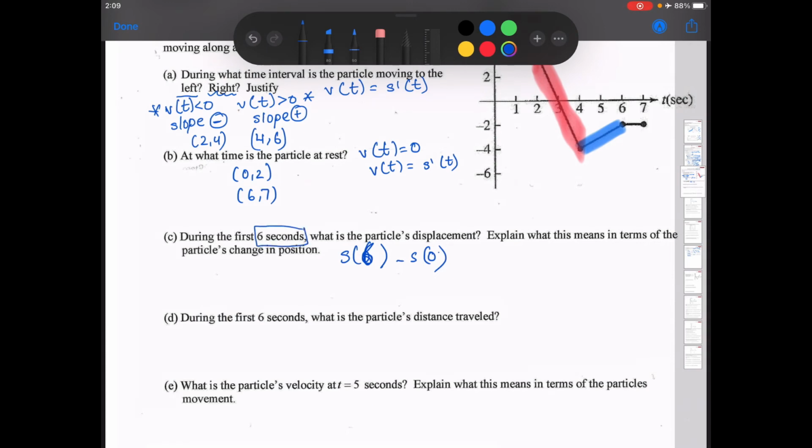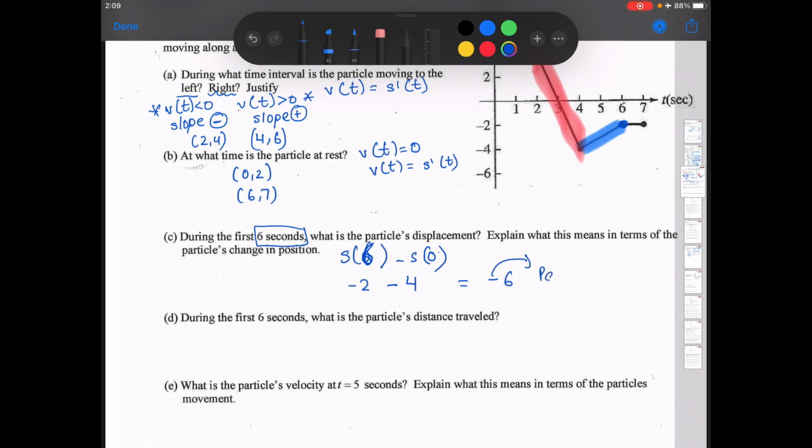So be careful. My graph goes all the way to 7, but it just wants me to know my displacement for the first 6 seconds. So where I ended minus from where I started. So S of 6 minus S of 0, which is, so S of 6 is negative 2, right? That is, look here, it's negative 2 minus 4. S of 0 is 4, which is negative 6. What does that mean? The negative is telling me that it's moving left.